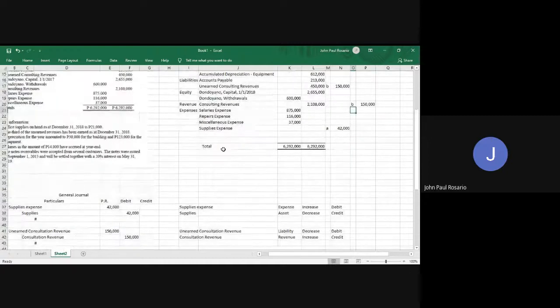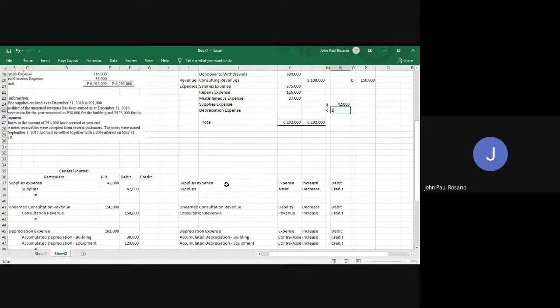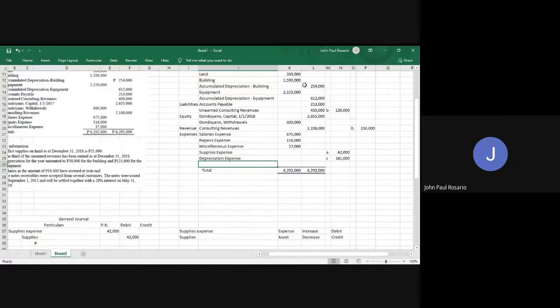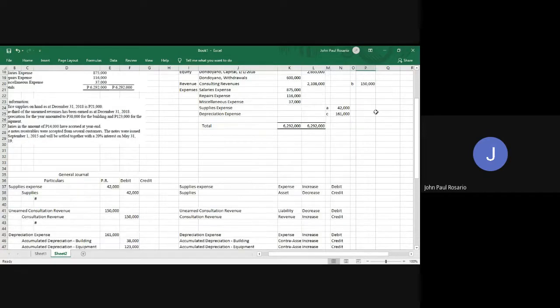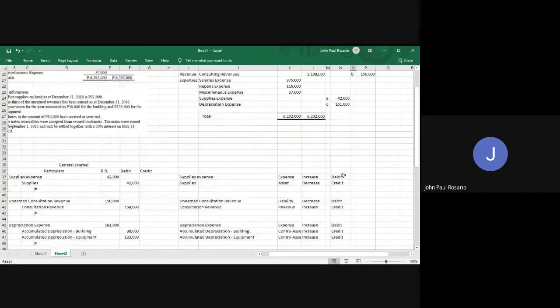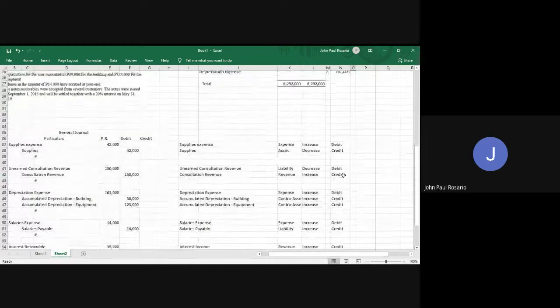Okay? Next, after seeing the adjustments, depreciation expense. We don't have depreciation expense, so we have to create one. Depreciation expense, letter C, 161,000. And then you credit accumulated depreciation building, letter C, 38,000. And then accumulated depreciation for equipment, 123,000.